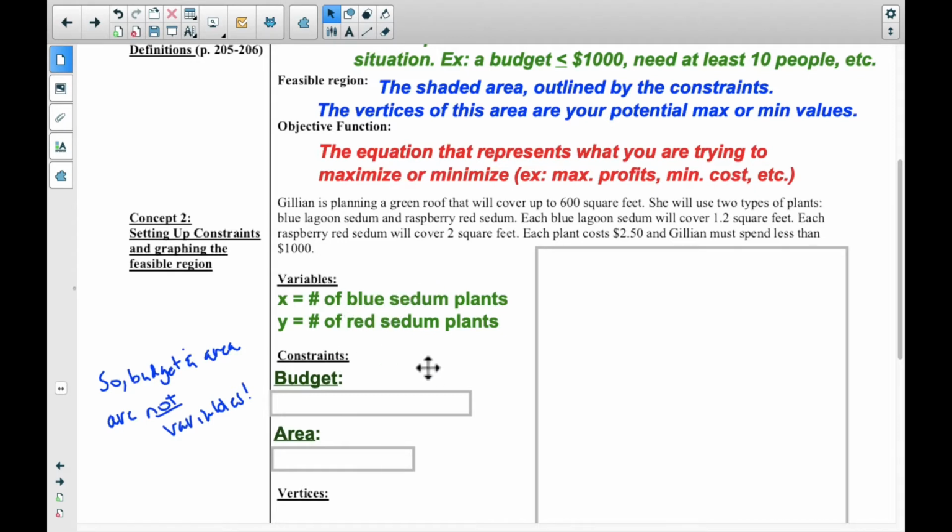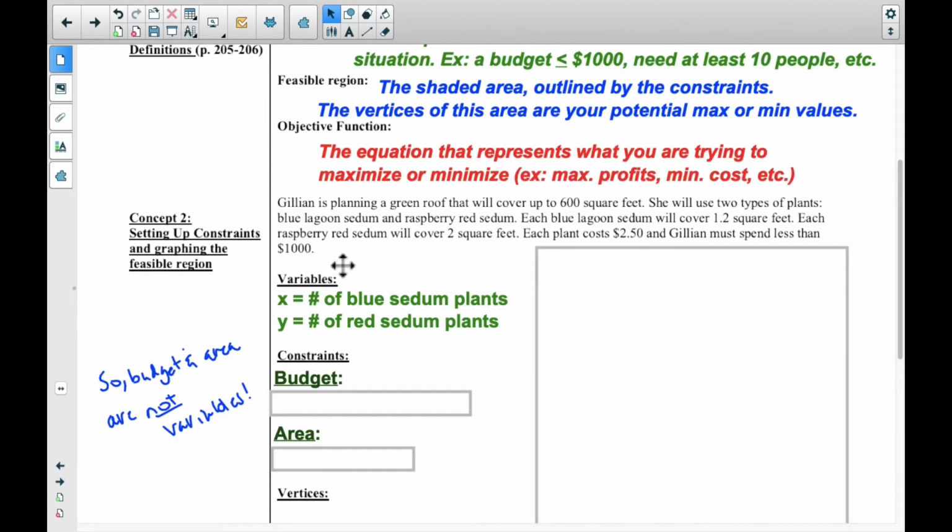Those are our variables. Okay, so if those are our X and Y's, we should be able to come up with a budget. We're going to do a lot of this in standard form. That's AX plus BY equals C. Not always, but a lot of times. So let's think about the budget. We know that budget has to be $1,000. So as far as our AX plus BY equals C, it has to add up to $1,000.